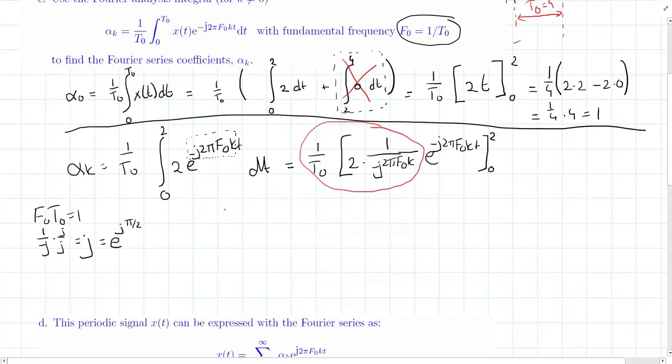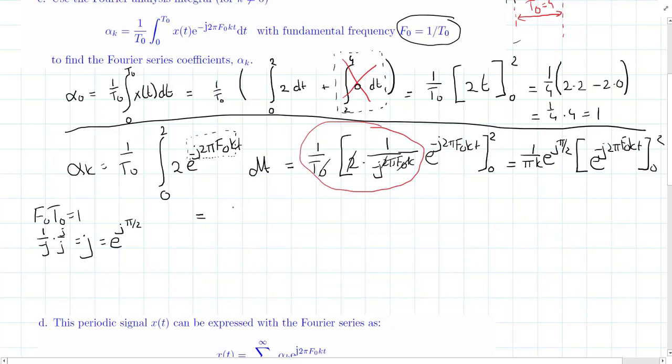So let's simplify this a little bit further. These 2's would cancel out, the minus j would become a j, or an e to the power j pi over 2. Our f0 and t0 would be equal to 1, so those two would also vanish. So what we would be left with is 1 over pi k e to the power j pi over 2, and then the part we have to integrate over, so f0 k t from 0 to 2.